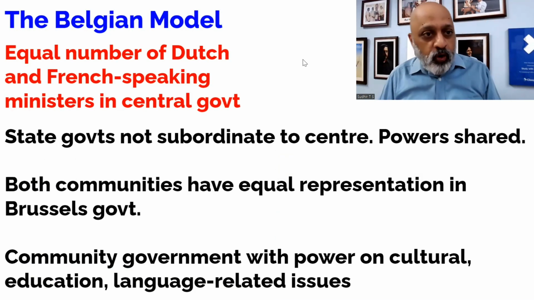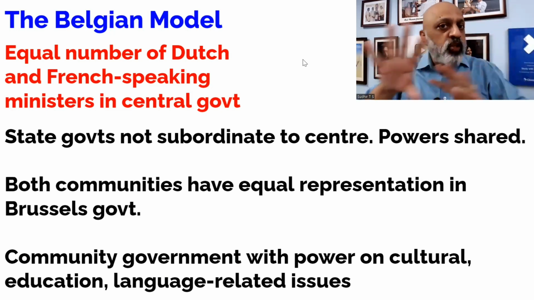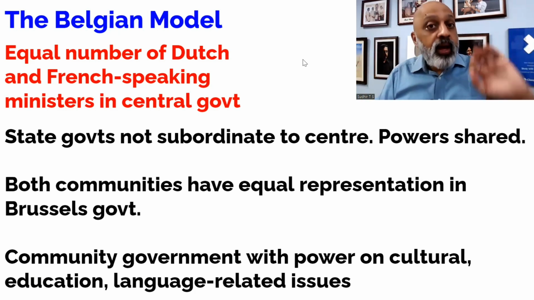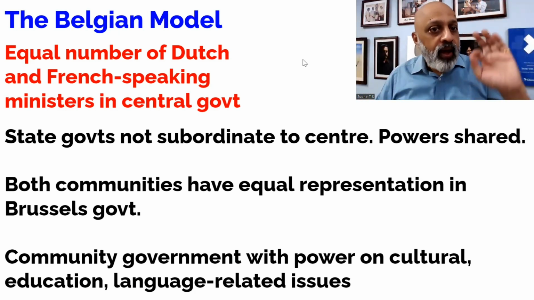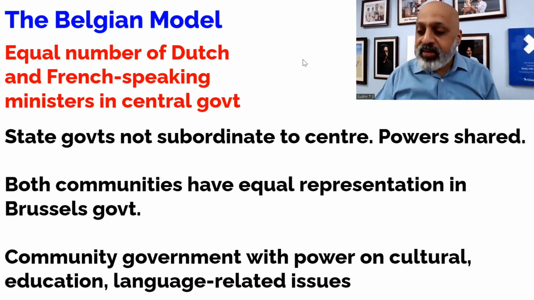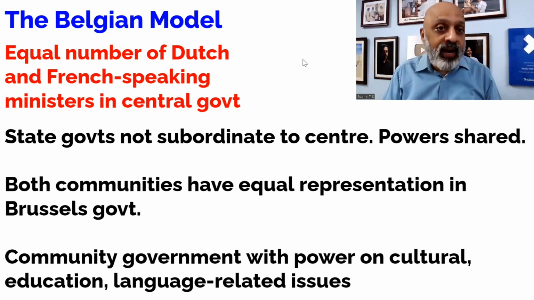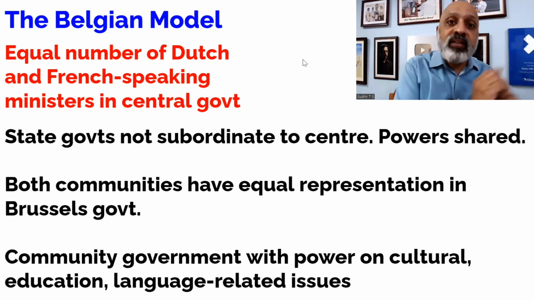Let's go back to the Belgian model. What did Belgium do? So you've understood what the Belgium situation is and what the Sri Lanka situation is, right? Now let's look at what Belgium did, and we'll look at what Sri Lanka did. The Belgian politicians decided, and very wisely so, that they changed the constitution 4 times between 1970 and 1993 in order to ensure an equal number of Dutch speaking and French speaking ministers in the central government.